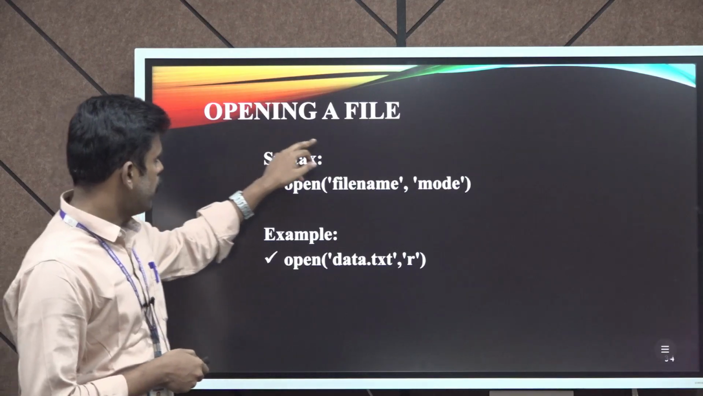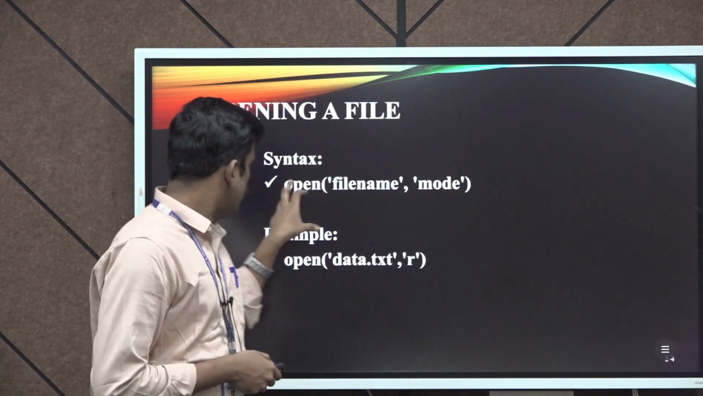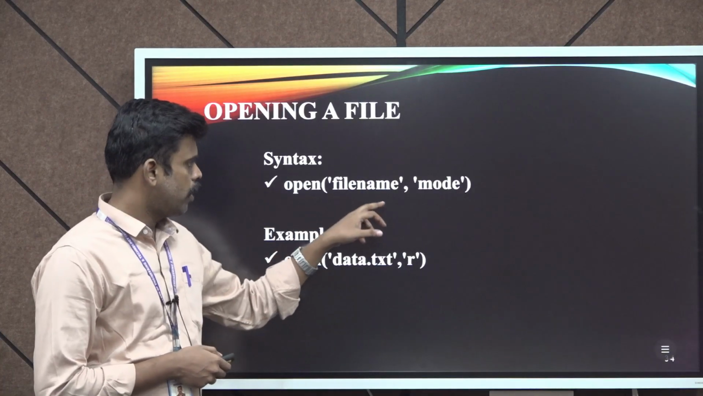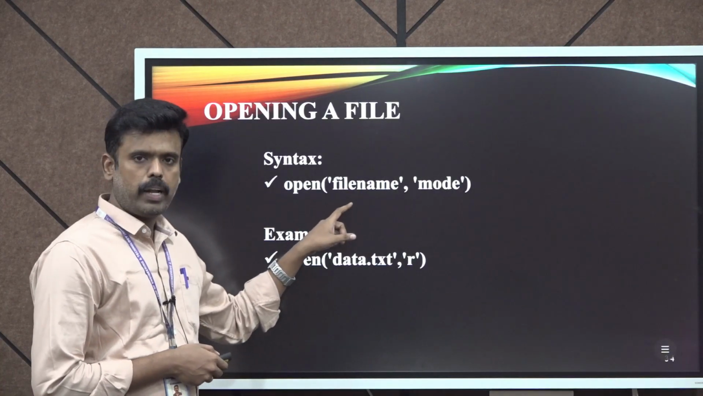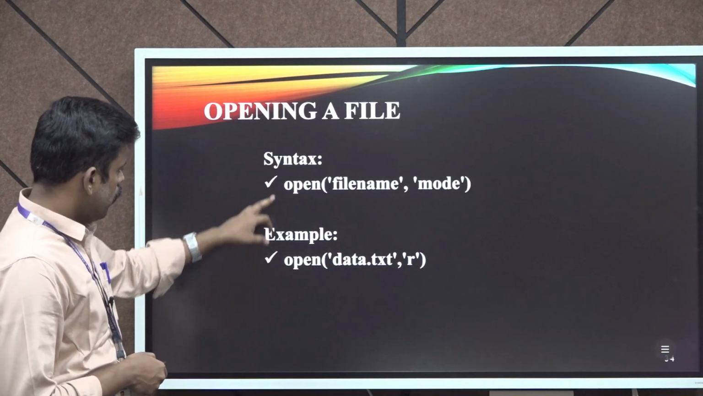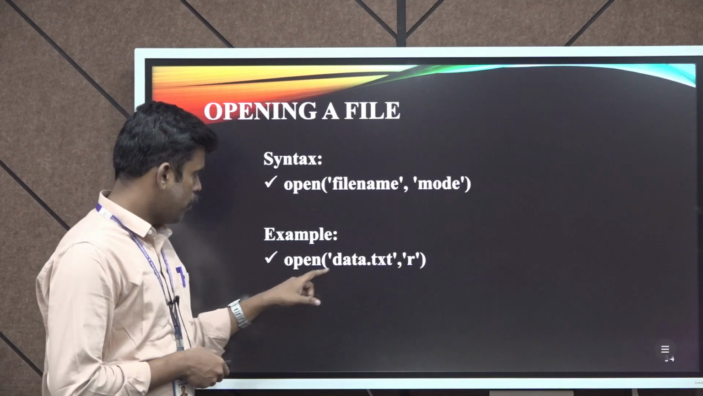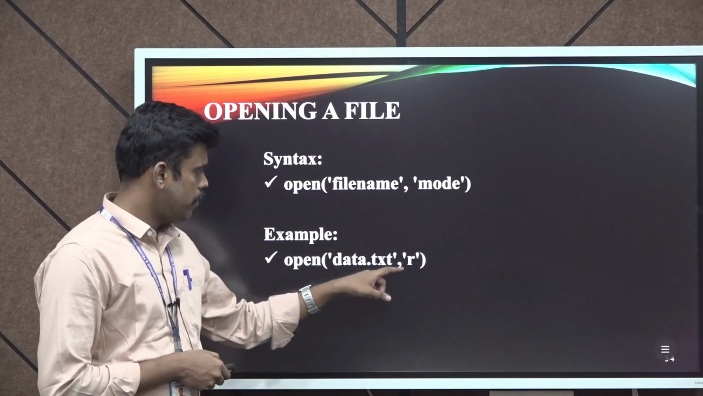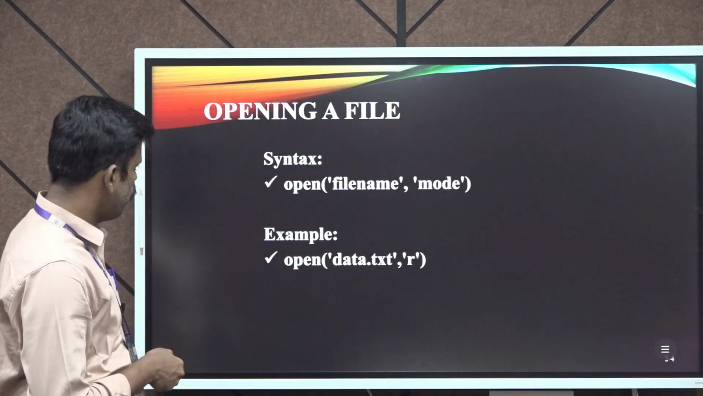So next, we are going to open a file. To open a file, we have the syntax open(file name, mode). The first parameter is the file name, and the second parameter is the mode of operation. For example, open("data.txt", "r"): data.txt is the file name, and r is the file mode.